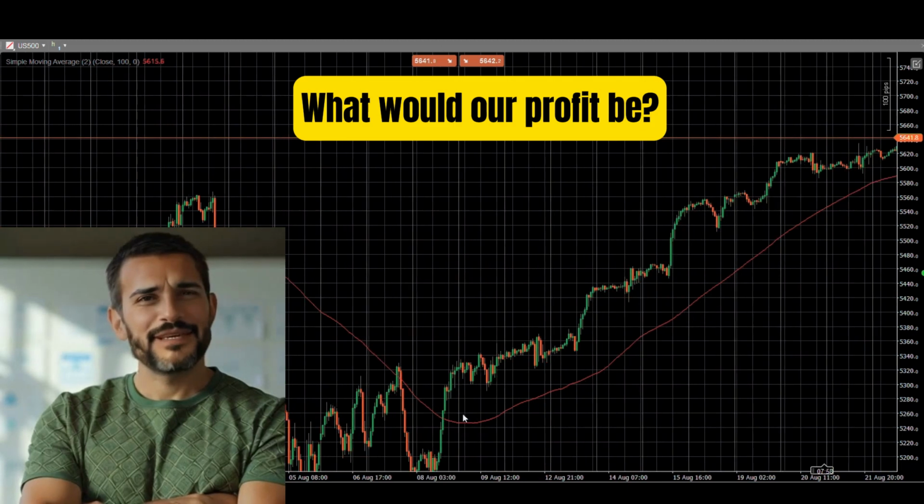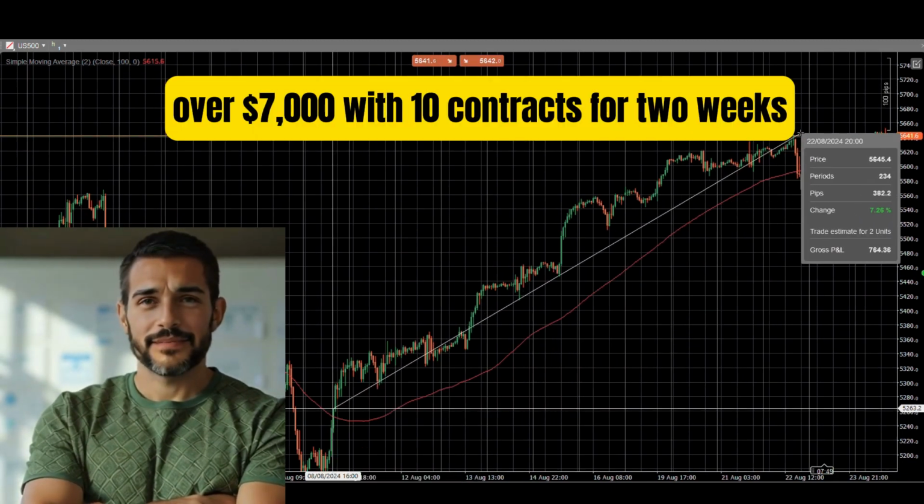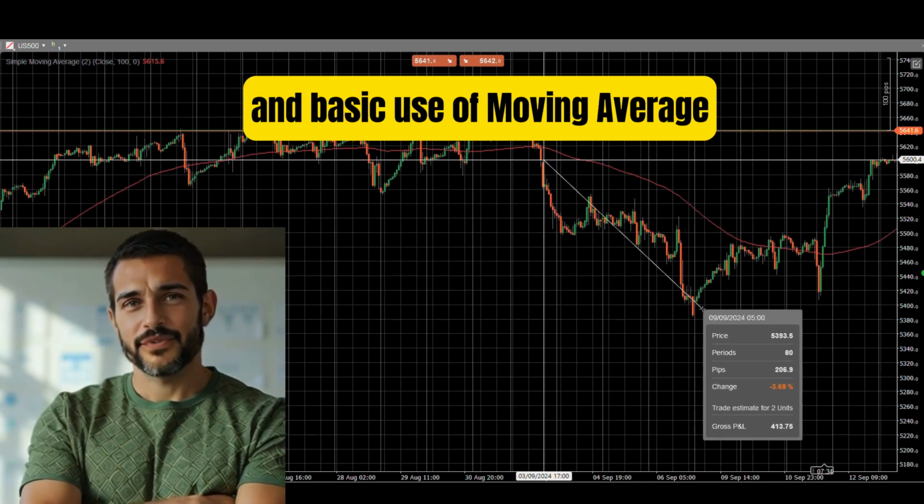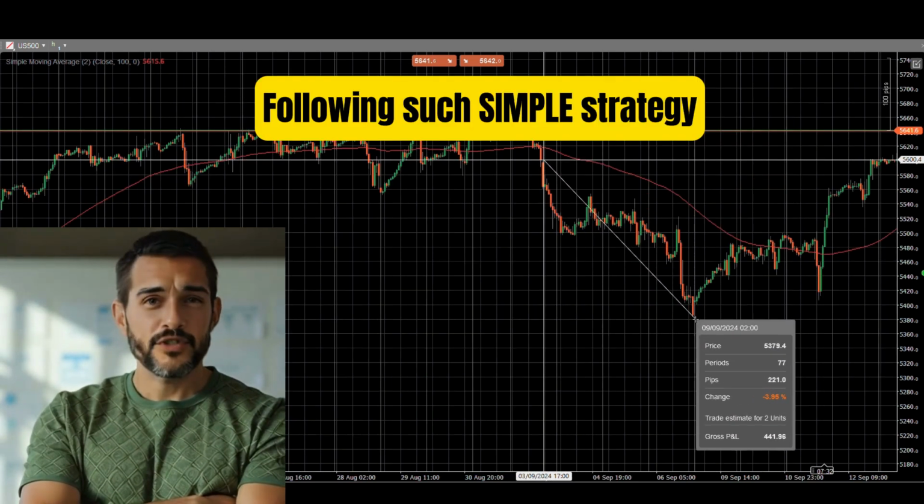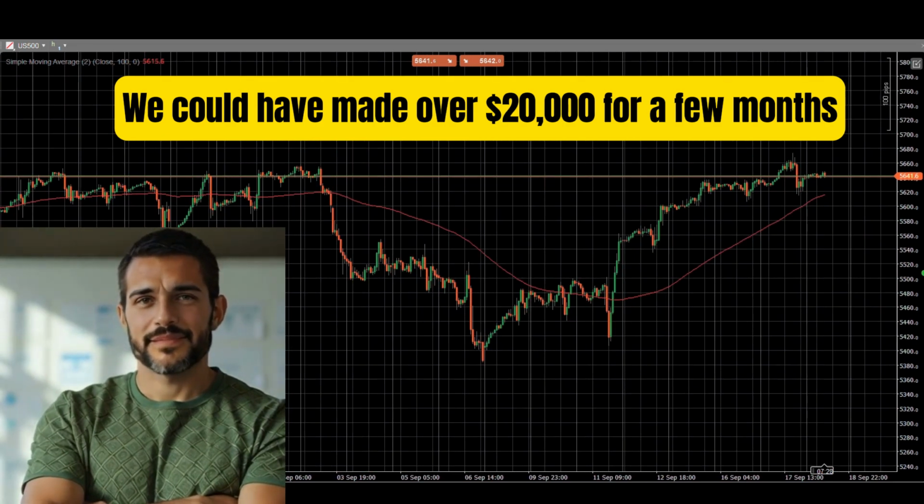What would our profit be? Over $7,000 with 10 contracts for 2 weeks. Not bad. This is the most simple explanation and basic use of moving average. Following such a simple strategy, we could have made over $20,000 for a few months.